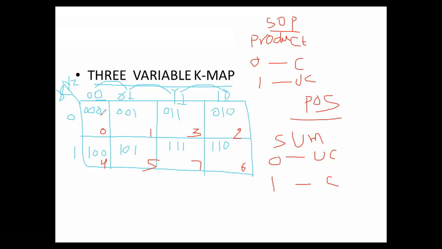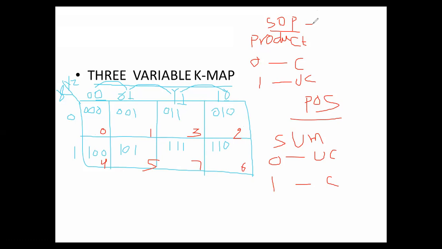0, 0, 0 means X plus Y plus Z. Here, X plus Y plus Z bar; X plus Y bar plus Z bar; X plus Y bar plus Z; X bar plus Y plus Z; X bar plus Y plus Z bar; X bar plus Y bar plus Z bar; X bar plus Y bar plus Z. In this way, we are taking the K-map for SOP expressions and POS expressions.